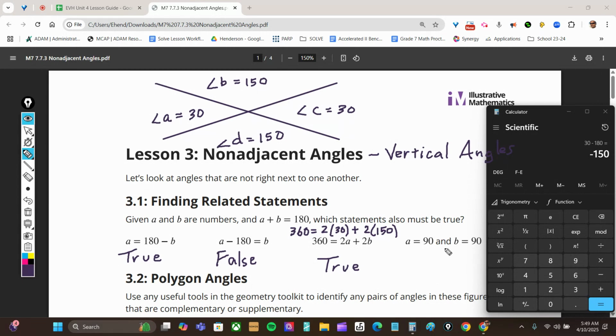And A equals 90 and B equals 90. Well, we can see here that's not true, because they don't necessarily have to be 90 degrees. So this is false. All right, so go ahead and put that in your notes.